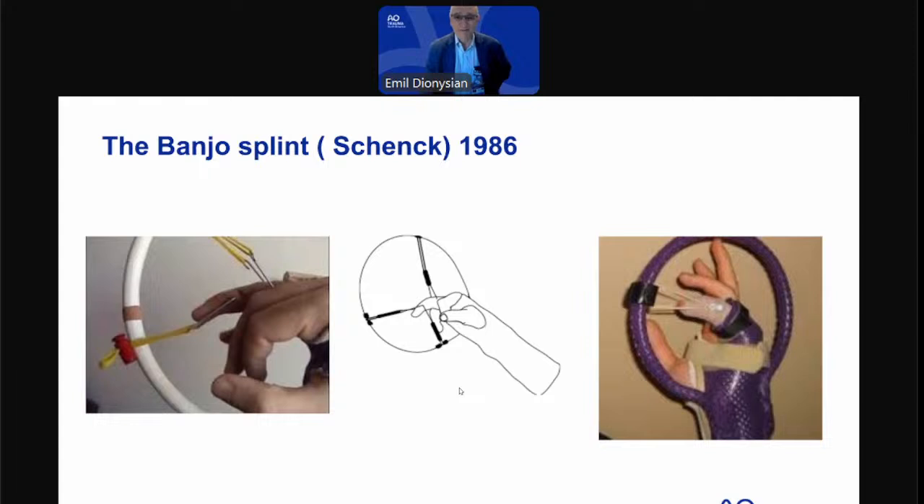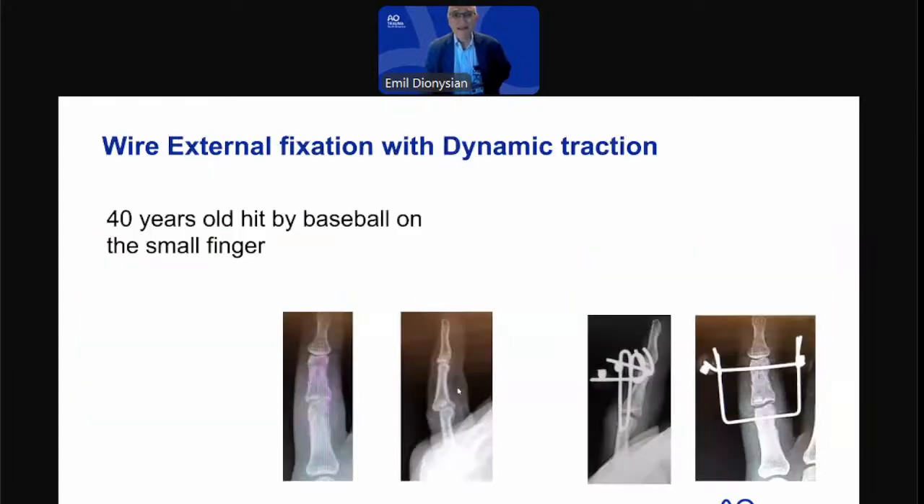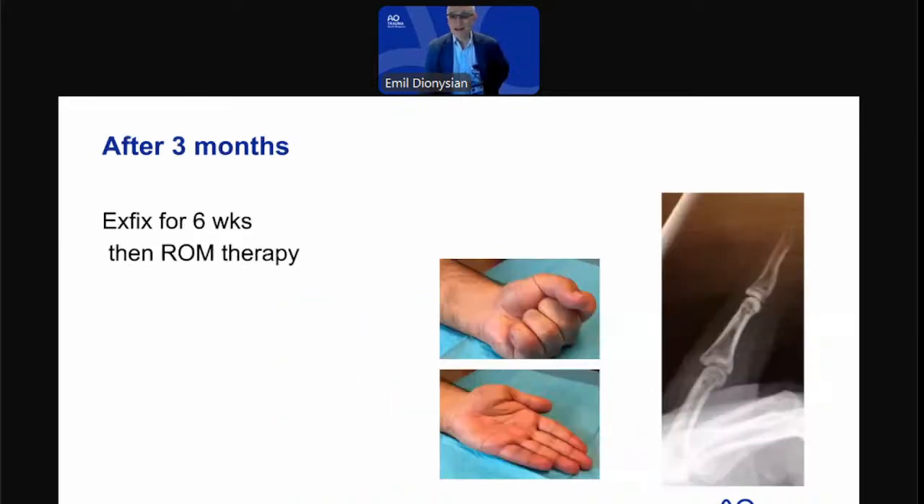It did work, but it's not an easy thing for a patient to carry this big circle around, especially when putting clothes on. Then there's a wire external fixator with dynamic traction. Again, sometimes there's not much of a hinge or joint left to try anything else other than an external fixator with some traction, and that allows it to heal pretty well. And just a follow-up at about 3 months, his traction is off, and even though it's not perfectly aligned, he has good motion.